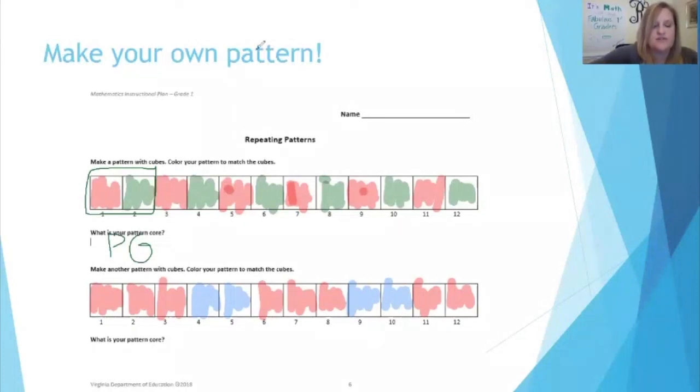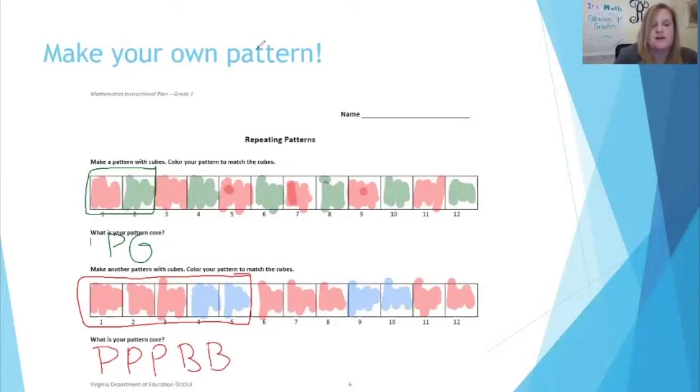Can you use your finger and find the core of my pattern? If you said the core was pink, pink, pink, blue, blue, you're right. That's the part of my pattern that repeated. I had 3 pinks, 2 blues, 3 pinks, 2 blues. And if I kept repeating it, I would keep going. 3 pinks, 2 blues. So it says, what is my pattern core? I did pink, pink, pink, blue, blue. That's my pattern core, the part of the pattern that repeats.